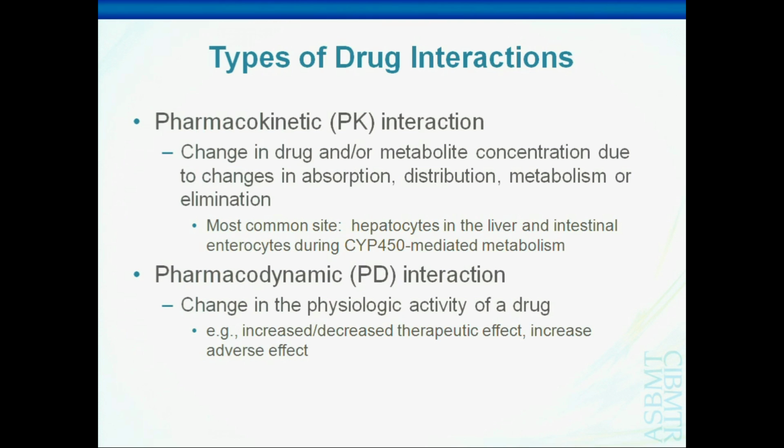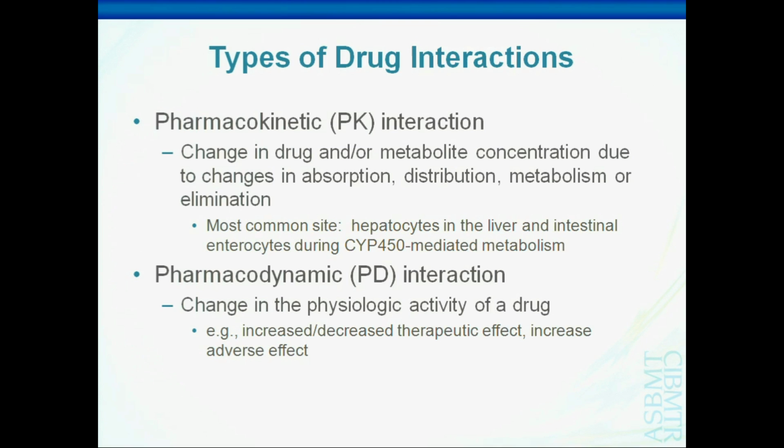The most common site for these interactions to occur are in the hepatocytes of the liver and enterocytes of the gut during CYP450 metabolism. The other type of drug interaction is a pharmacodynamic interaction, where you see a change in the physiologic activity of a drug. For example, you see an increase or decreased therapeutic effect of the drug, or an increase in adverse effect.